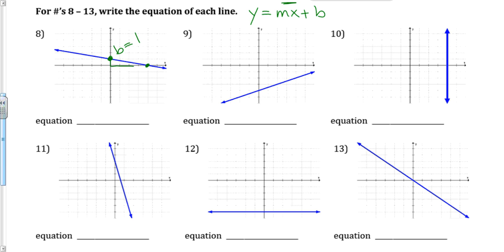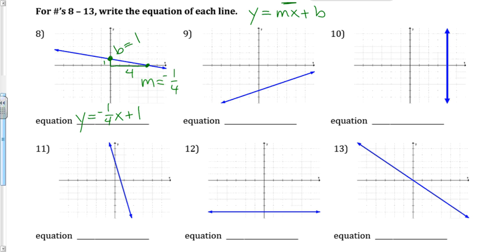Next, we find a second point. We calculate the slope. In this case, it's negative 1/4 because it's going down 1 over 4, or the line's going downhill. From there, we're simply going to use our equation and plug in the values for m and b. So in this case, it's negative 1/4 for m. So y equals negative 1/4 x plus 1.